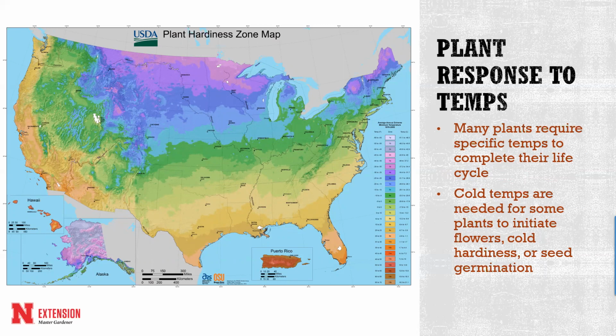And so the USDA has created this, and then horticulturists have come and identified the low temps of most trees, shrubs, woody plants, perennials. And then they have assigned where those plants will live in what zone.